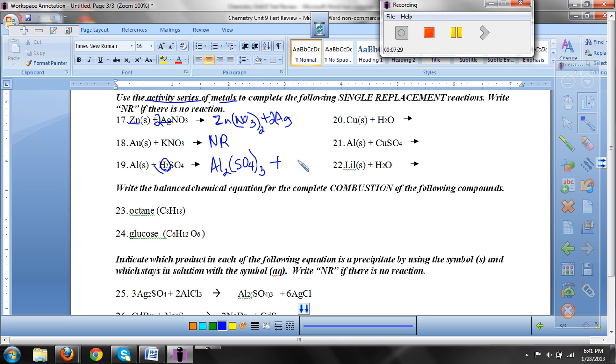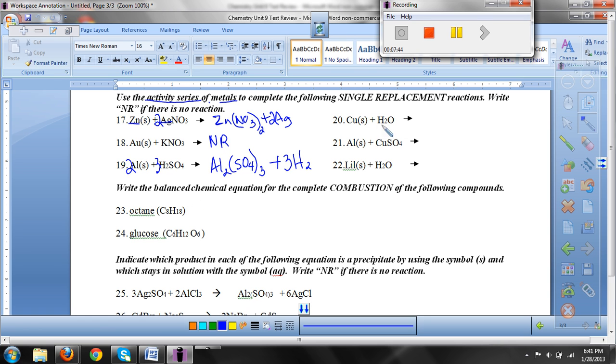Remember, when it's by itself, it's diatomic. So I'm going to write it as H2. It is not balanced. It looks like I have 3 sulfate groups here. I need a 3 here. That gives me 6 hydrogens, so I need a 3 here. I have 2 aluminum, so I need a 2 there. Now it's balanced. And life goes on and looks quite lovely.